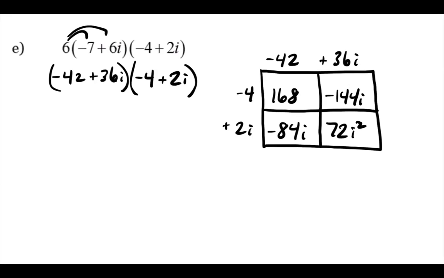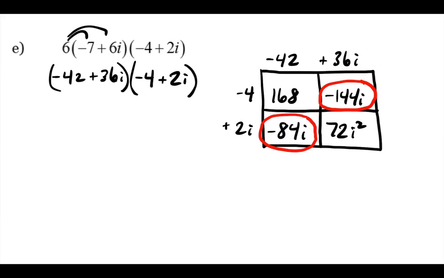Okay, so when I set up my multiplication, one of the squares inside the big square has a 168. One of them has a negative 144i. One of them has a negative 84i, and the last one has a 72i squared. So the first thing I'm going to do is look for like terms. Okay, those two are like terms.